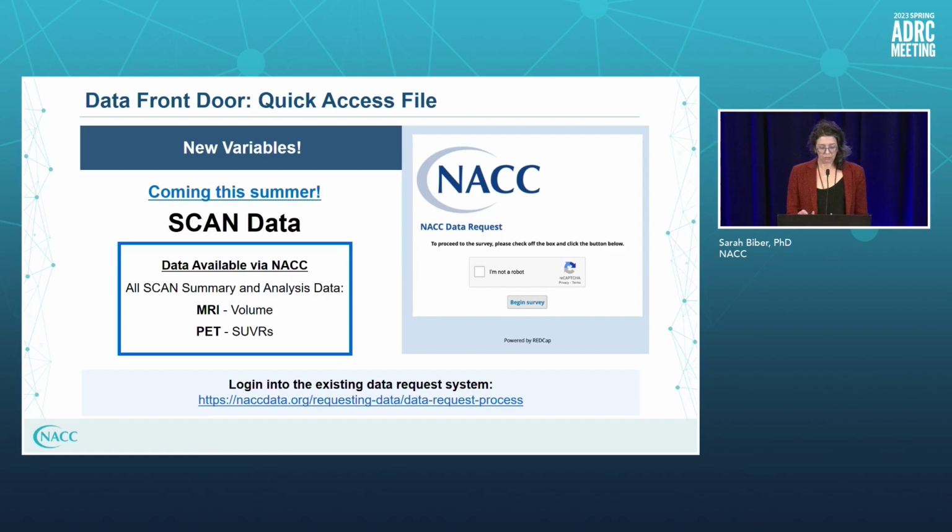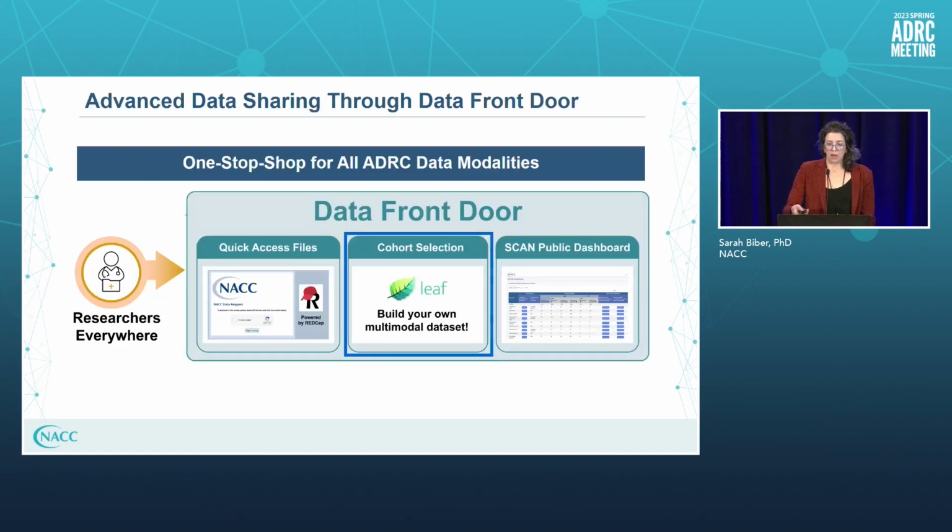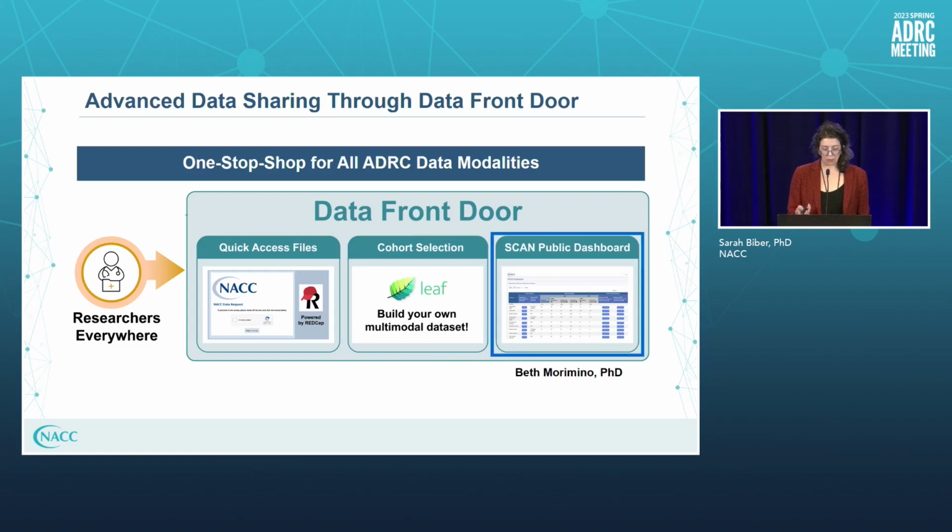So the other thing I want to mention is that NACC has collaborated closely with NICRAD, NIGAD, SCAN, ADRCs, and others to begin to define requirements for the data front door cohort selection tool. And we're planning to hold focus groups and conduct prototype testing this summer, so stay tuned for more information about that. And I already mentioned that Beth is going to be introducing the SCAN public dashboard, so I'm not going to say much about that, other than that I hope you all are going to like it. It's going to be useful for researchers.